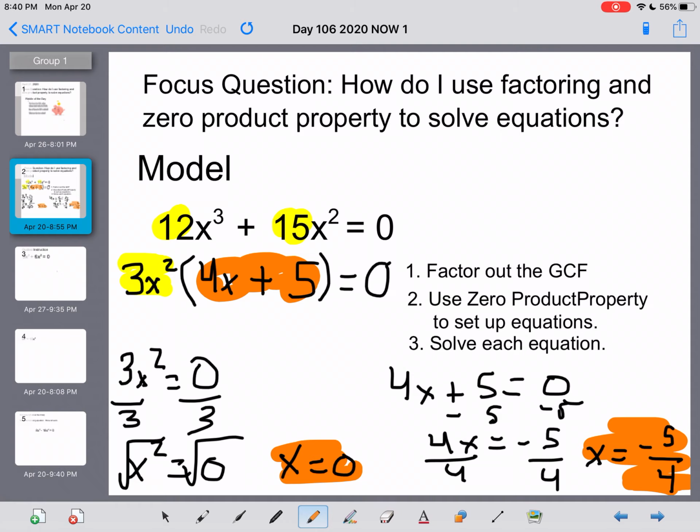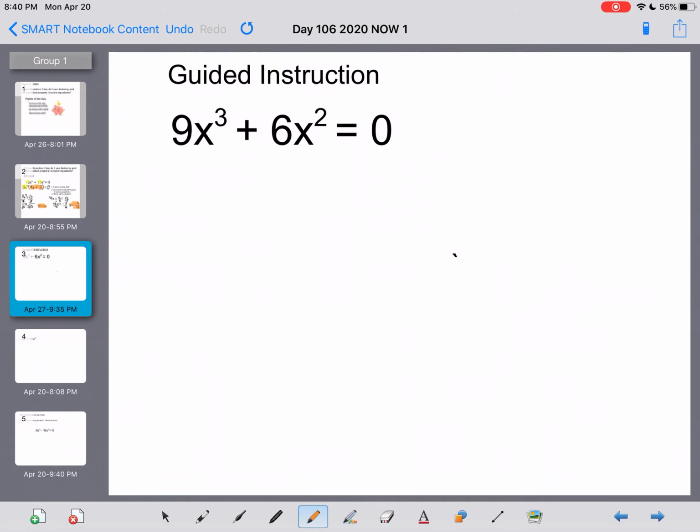All right, let's move on. So let's go through the next part. I'll walk you through this. I'm going to pause at different spots and ask you just to write this out in your notes. So take a look at this equation. 9x to the third plus 6x squared equals 0. Think about it. Write out your first move. Pause it right now. Complete your first move and then come back to the video.